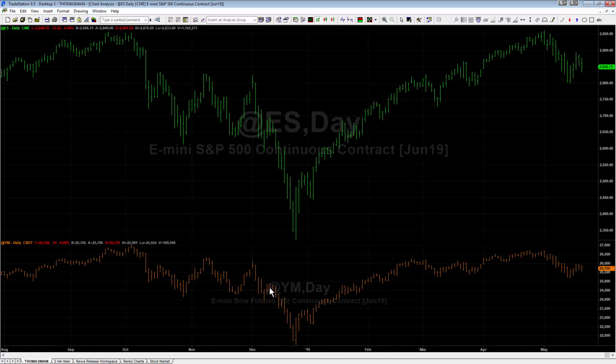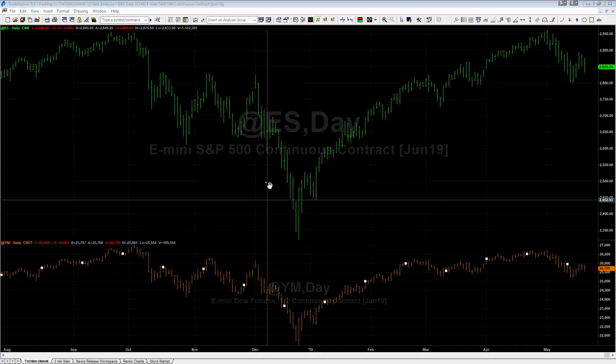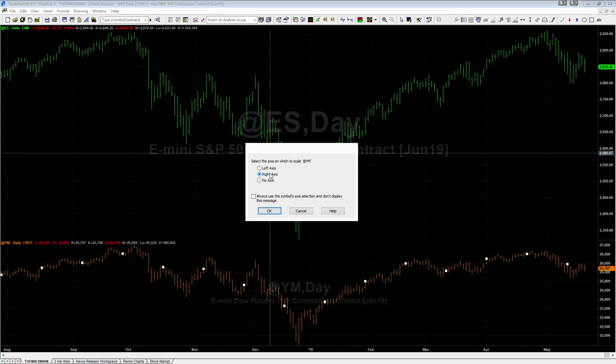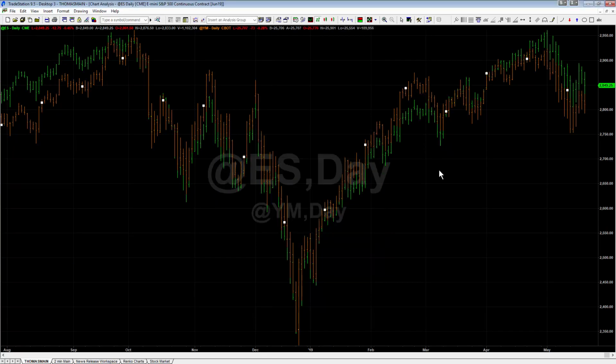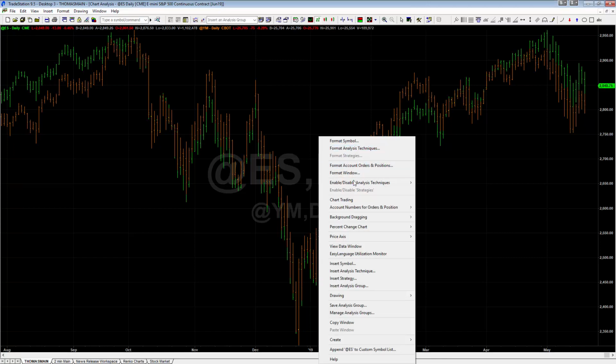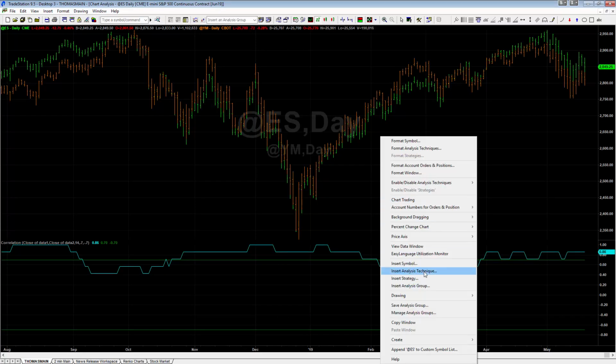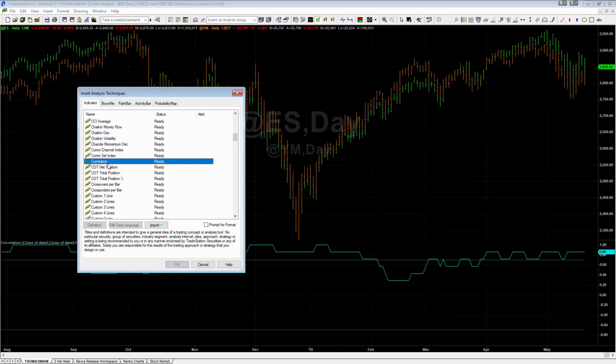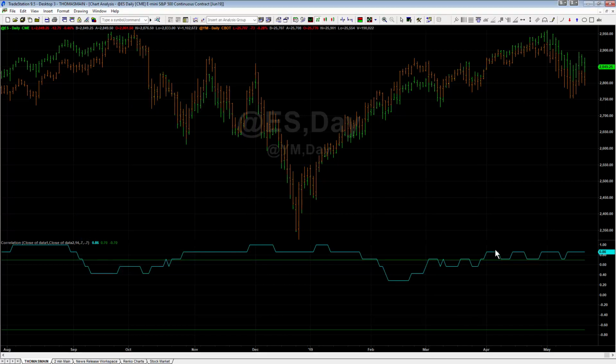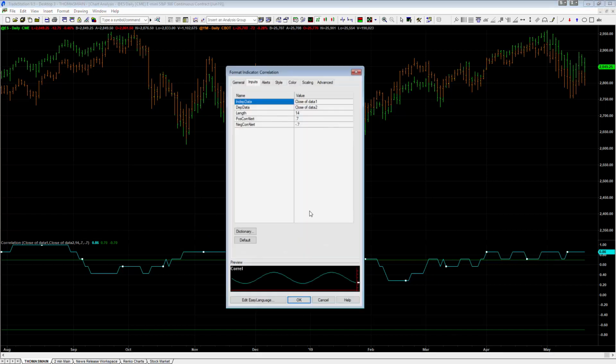Now, one thing I typically like to do is take this second chart and drag it up and put it on the same axis as underlying, so that they're both plotted side by side. And you can see the S&P is the green and the Dow is the orange. Then we'll want to add the correlation indicator. So you'll just right click, go to insert analysis technique, go to correlation right there, and it'll show up.